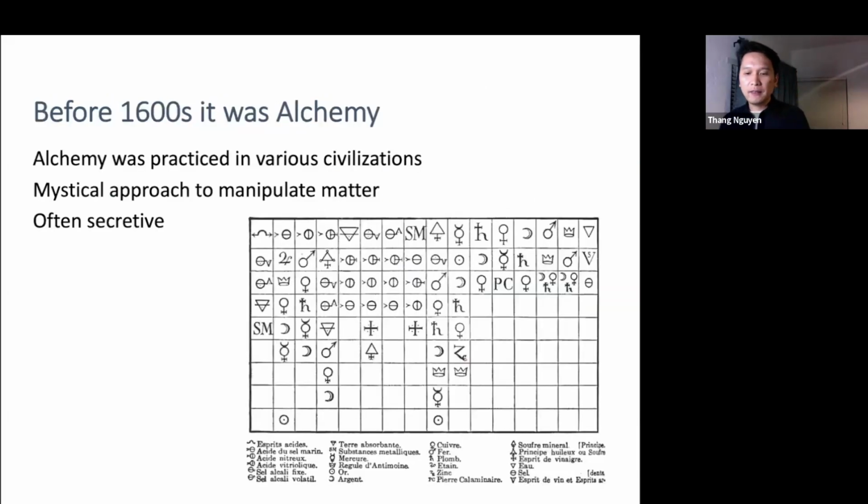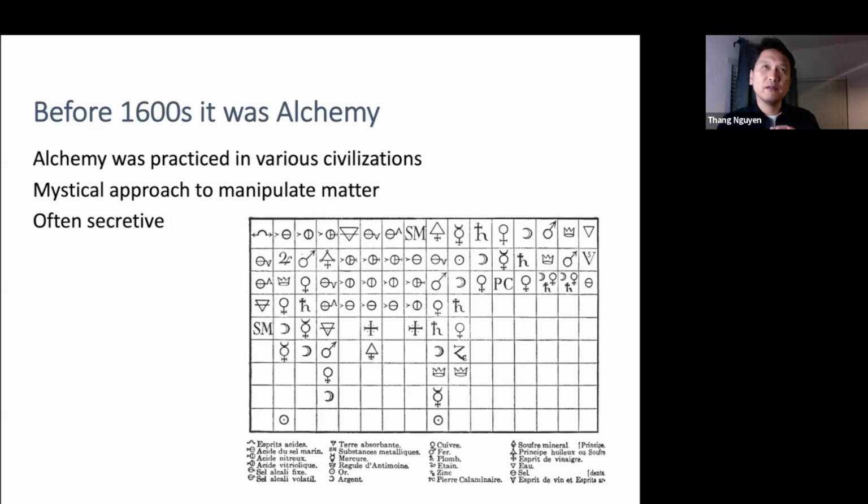Now, before all these branches of science are the way they are today, or in particular, before chemistry is what it is today, it took on a different form. It was called alchemy. Okay, but this different form was drastically different. So before the 1600s, what is known as alchemy was practiced all over the world in various civilizations, but it was quite different for two reasons.